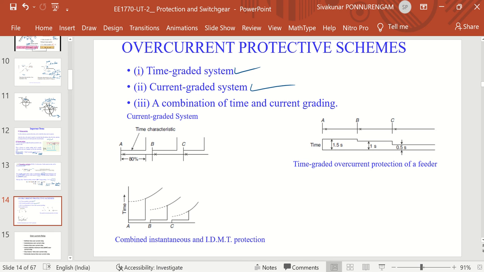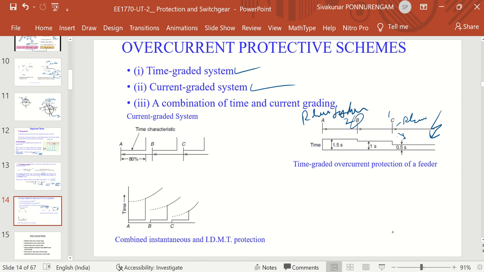Time grade means, here this is nothing but a radial system. So if the fault is occurring here, this relay is first tripping for 0.5 second. If this relay is not tripping due to failure or some other reason, again relay B will be tripped. So this is the first point.